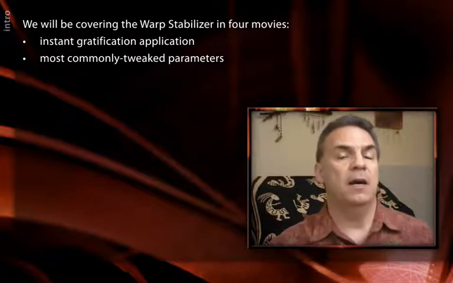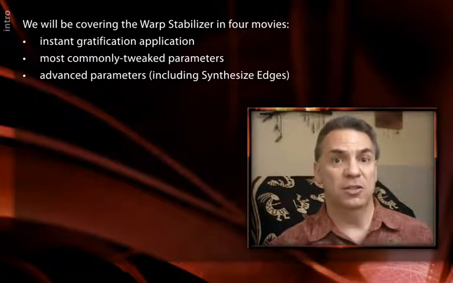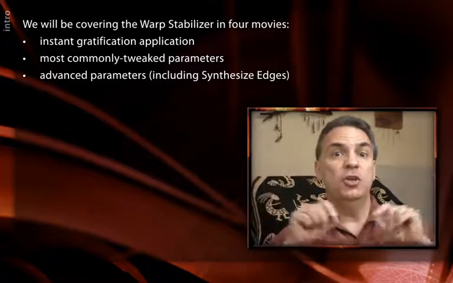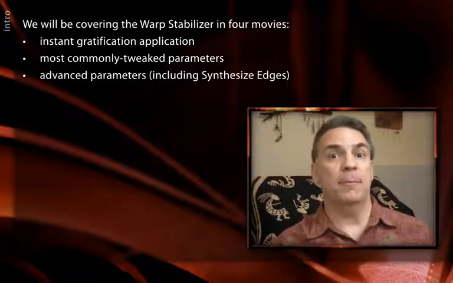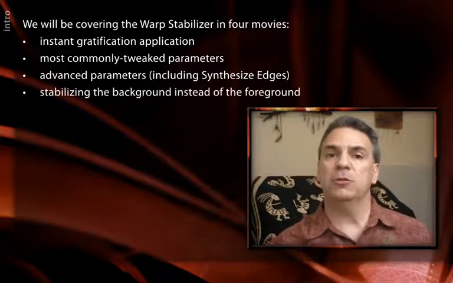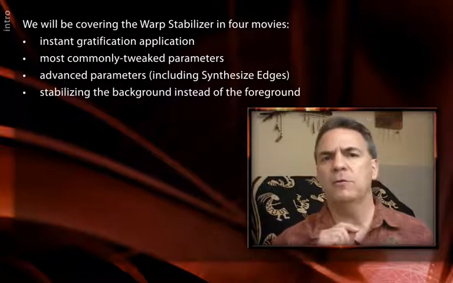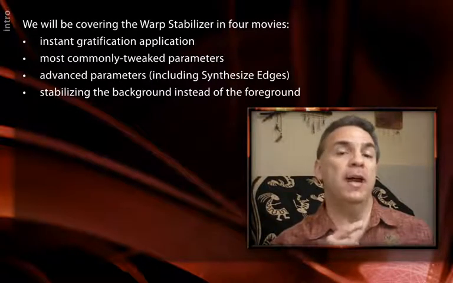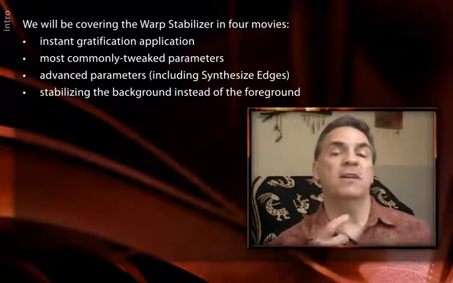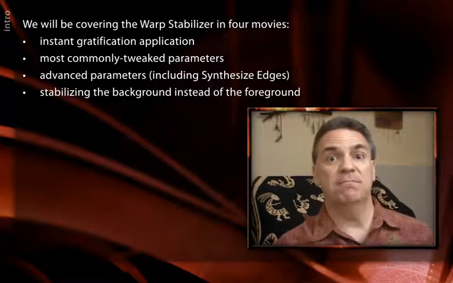In the third movie, I'm going to get into the advanced parameters, and to a large degree that's the synthesized edges, the ability to fill in new information around the edges when the camera went slightly off frame. And in the fourth movie, I'm going to be tackling a special case that normally would trip up warp stabilizer, but once you know how it's working internally, you can go ahead and do a little bit of prep work to make it fix even difficult shots. So with all that, let's dive in and have some fun.